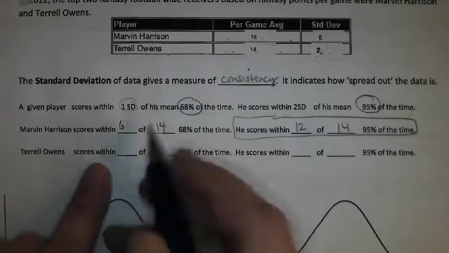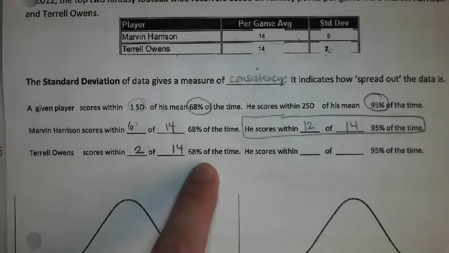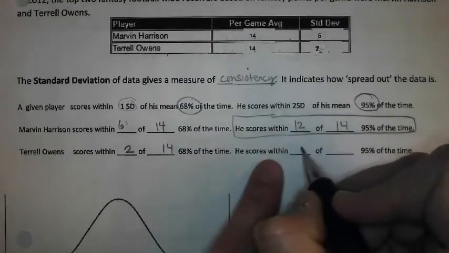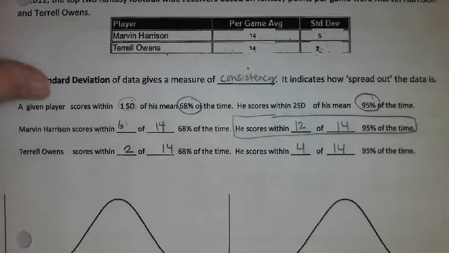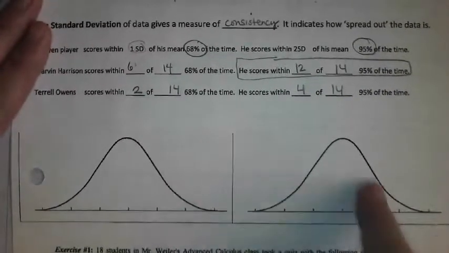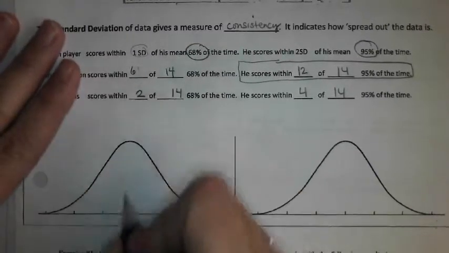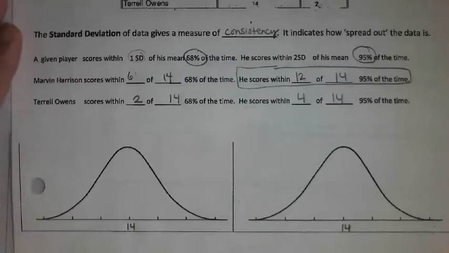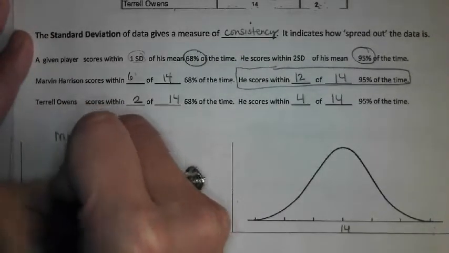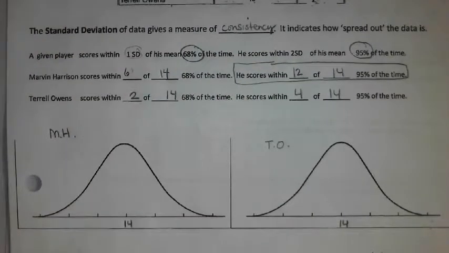And then with Terrell Owens, he scores within 2 points of his average of 14, 68% of the time. And he scores within 4 points of his 14, 95% of the time. So each of these players, their curve looks the same. We're going to assume they're both normal, kind of symmetrical curves. They both have an average of 14. Your 14 is right down the middle. I'll put Marvin Harrison on the left and Terrell Owens on the right. You like that, Mitch? Tio?